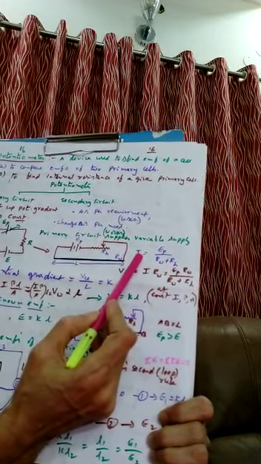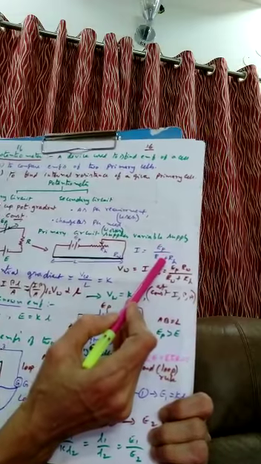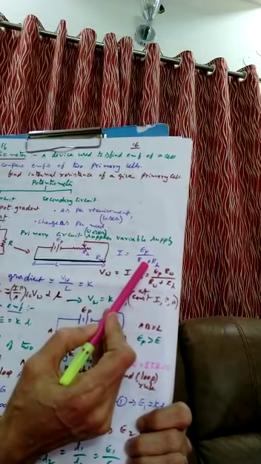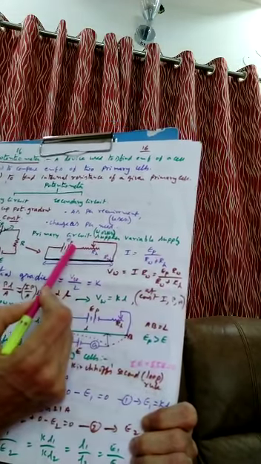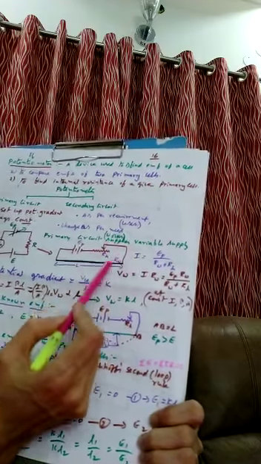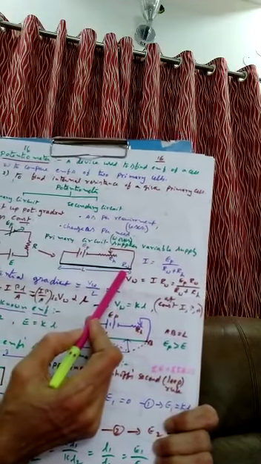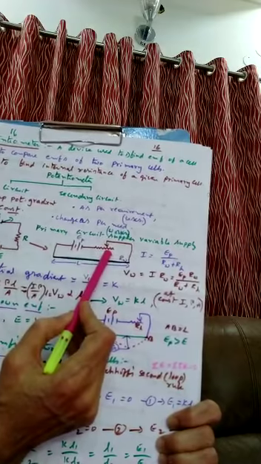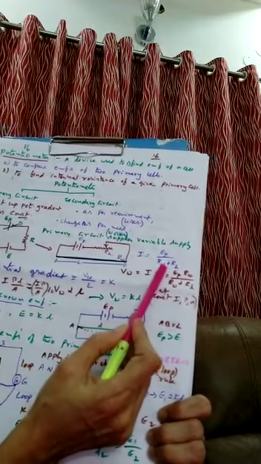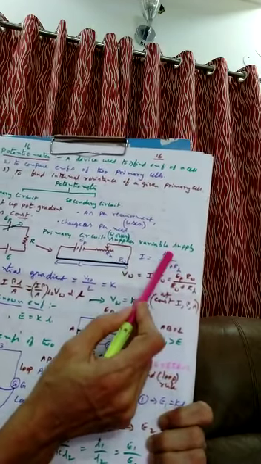We know current is equal to voltage upon resistance according to Ohm's law. So what is the voltage? EP, we are supplying here. And what is the total resistance? Resistance of the wire plus resistance of the rheostat. So RW plus RH, this one.